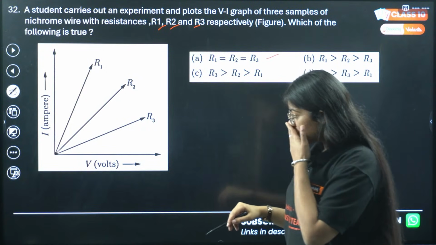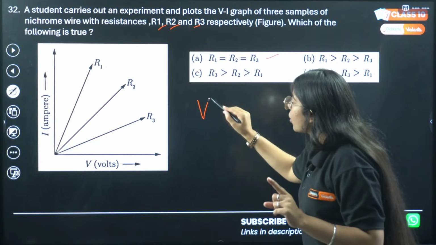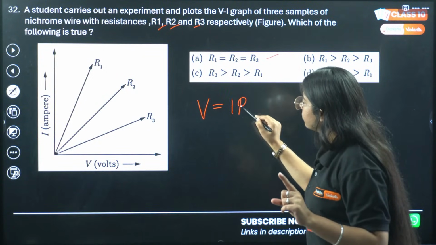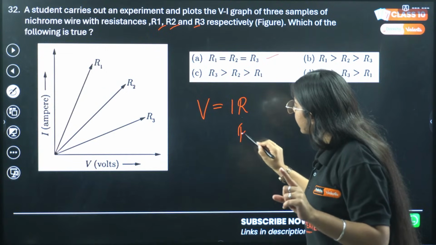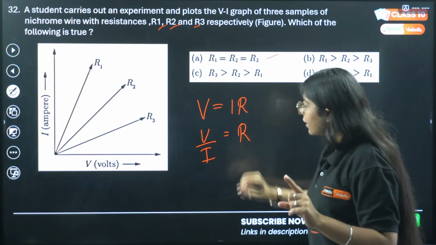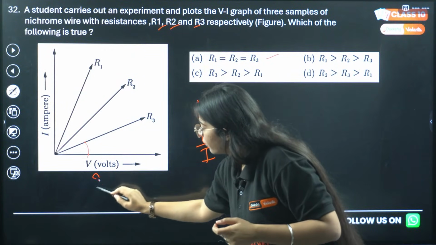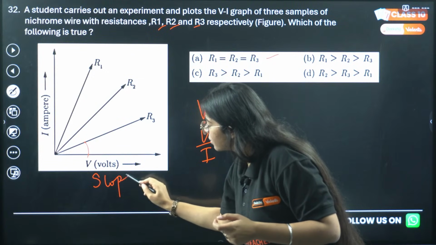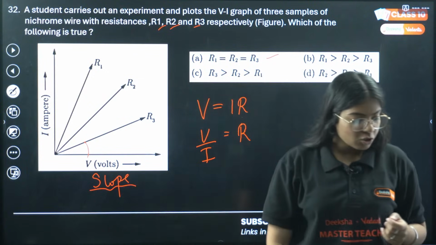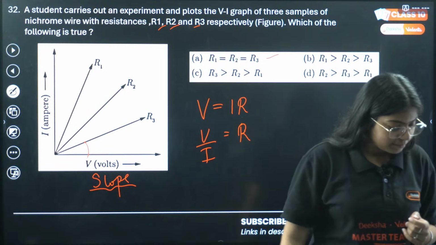I want you to remember this very carefully, I'm giving you a hint. Why? Because V equals IR, correct? And R equals V by I, correct till now? Now tell me, we need to see the slope of this graph. So what will be the slope of this graph and which option will be correct?